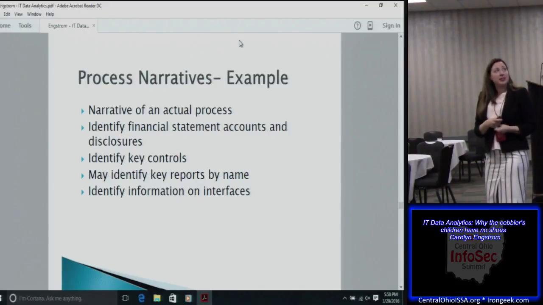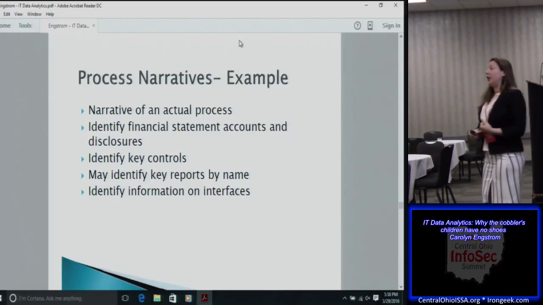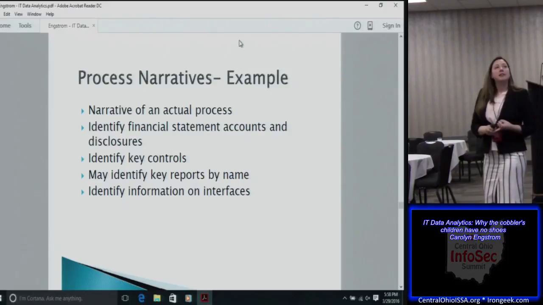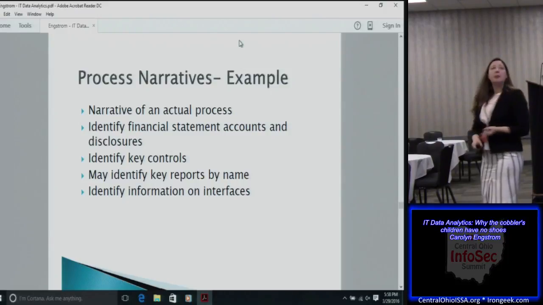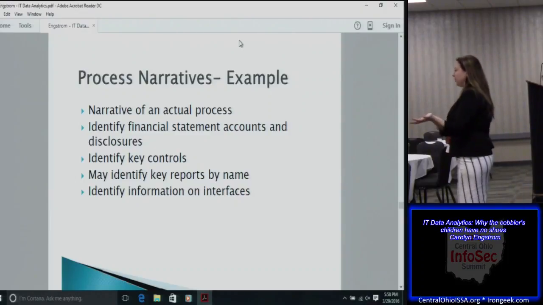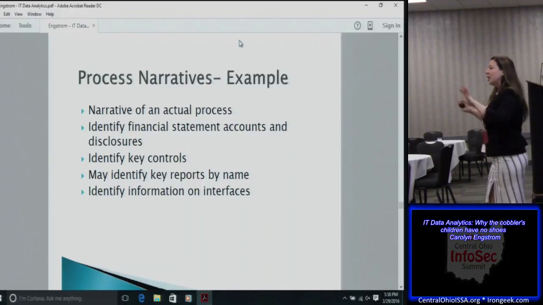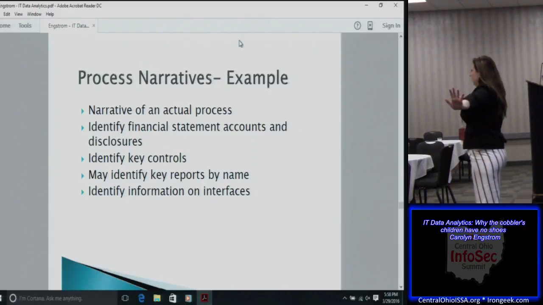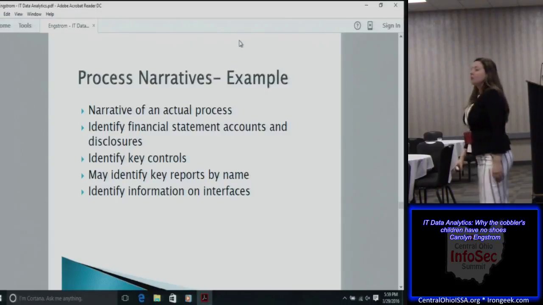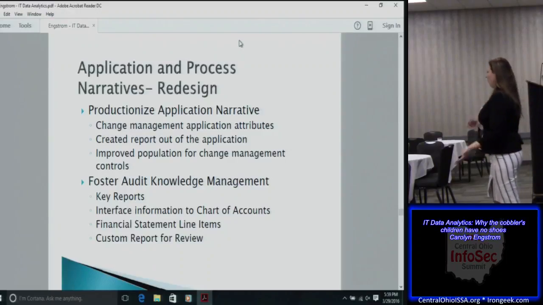So on the process side, they have a narrative of the actual process. They identified the financial statement accounts in a Word document. They identified key controls in a Word document. And they might identify the key control or the key reports that are used for the execution of that control. And they might identify information about the interfaces. These were totally standalone documents. One was used by the financial audit team. One was used by the IT audit team. So essentially, if I had a control failure, I'd have no way to tie it.